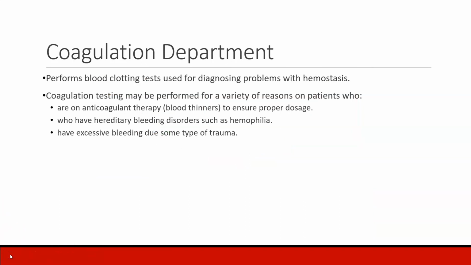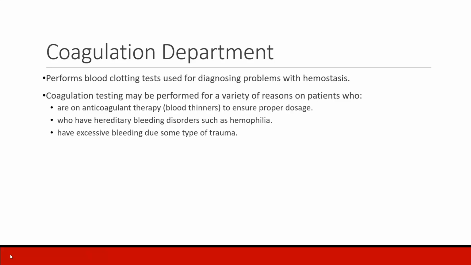So the coagulation department performs blood clotting tests used for diagnosing problems with hemostasis. Coagulation testing may be performed for a variety of reasons on patients. The top one is for patients who are on anticoagulant therapy. And I hate the term blood thinners, but that's what they call it. Anticoagulant therapy, such as heparin, does not thin your blood. It prevents your blood from clotting by binding up some of those coagulation factors.